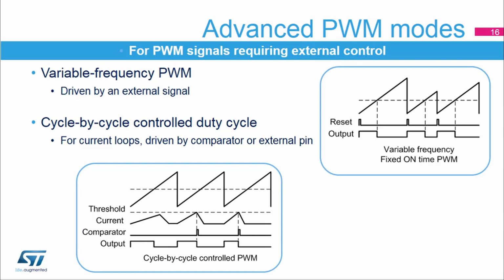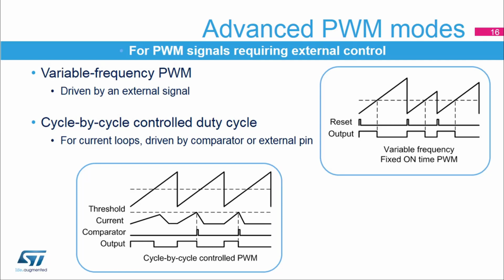Another mode for the timer is to have the duty cycle controlled by hardware, with either an on-chip comparator or an off-chip comparator. The PWM is operating at fixed frequency, the maximum duty cycle being set by the compare register and the actual value controlled cycle by cycle.